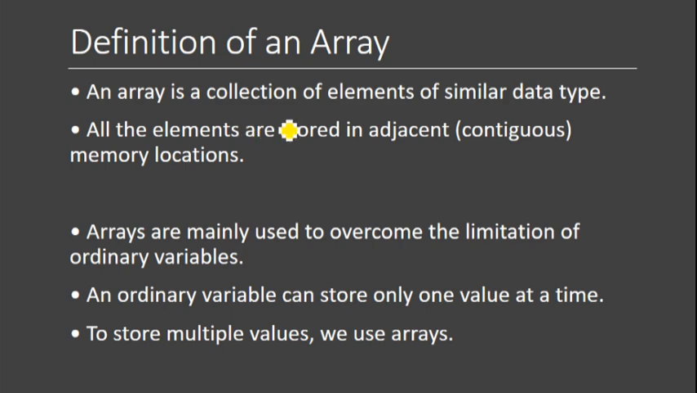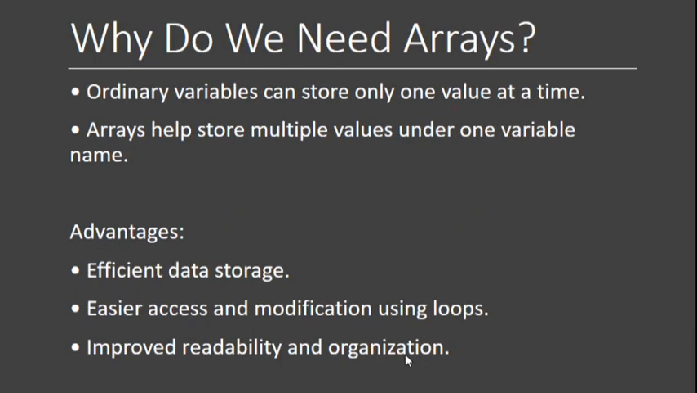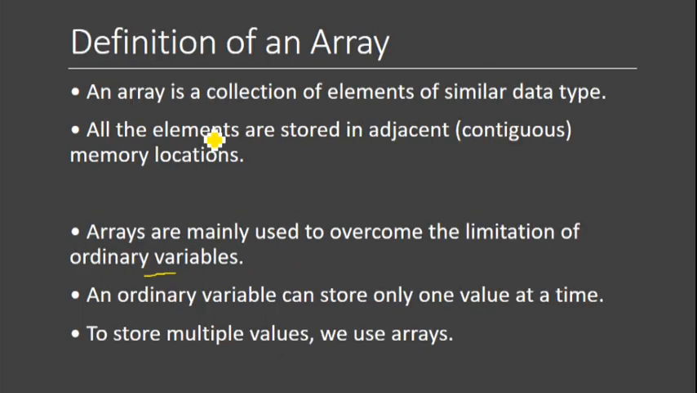An array is a collection of elements of similar data type. All the elements are stored in adjacent memory locations or continuous memory locations. Arrays are mainly used to overcome the limitation of ordinary variable. An ordinary variable can store only one value at a time. To store multiple values, we are going to use arrays. So an array is a collection of similar elements.